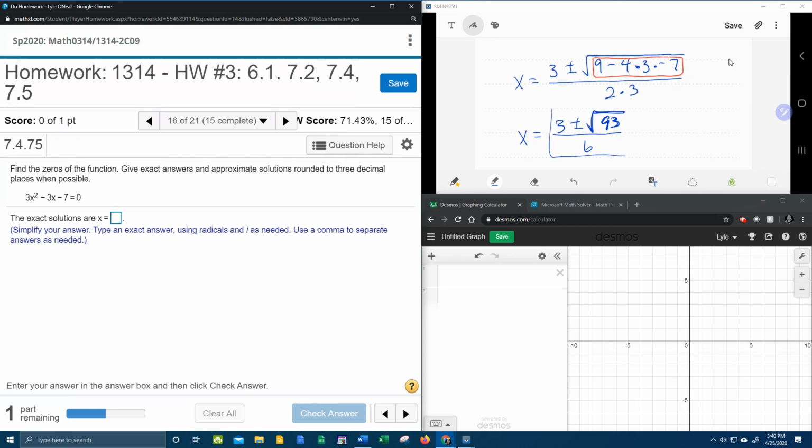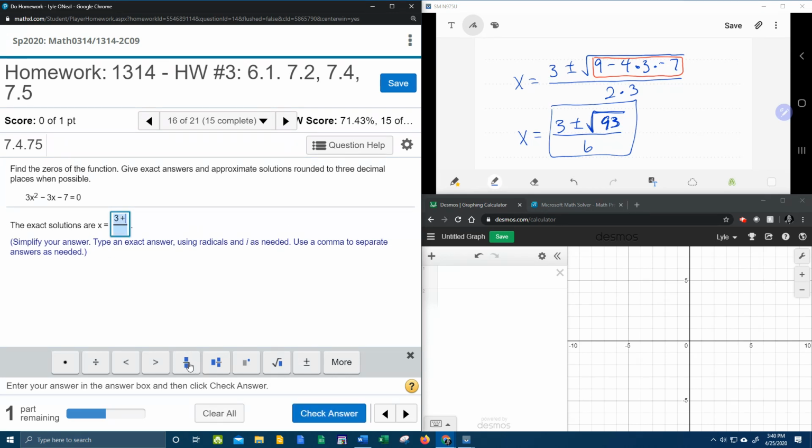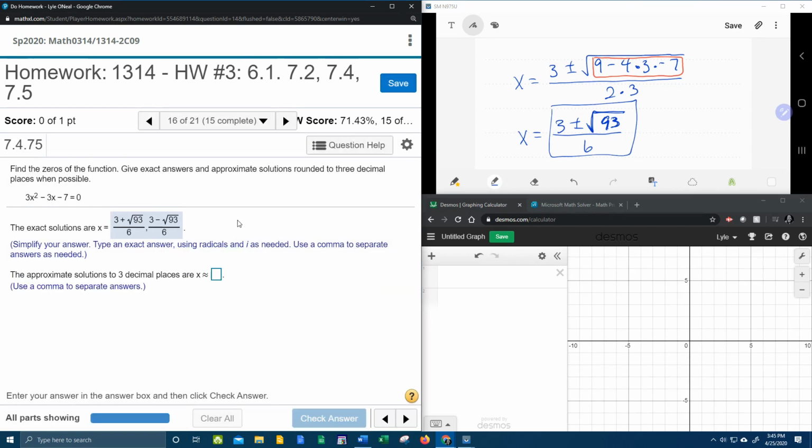All right, so these are our answers. Now let's see, how do we put those into MyLab Math correctly? Well, we're going to start with a fraction. We're going to say 3 plus. We're going to pick our square root, 93. Click in the bottom, 6, and then we need a comma and another fraction, 3 minus square root, 93, 6. Fingers crossed. Bam. Okay, now that we have our solutions in radical form, these are the exact solutions.